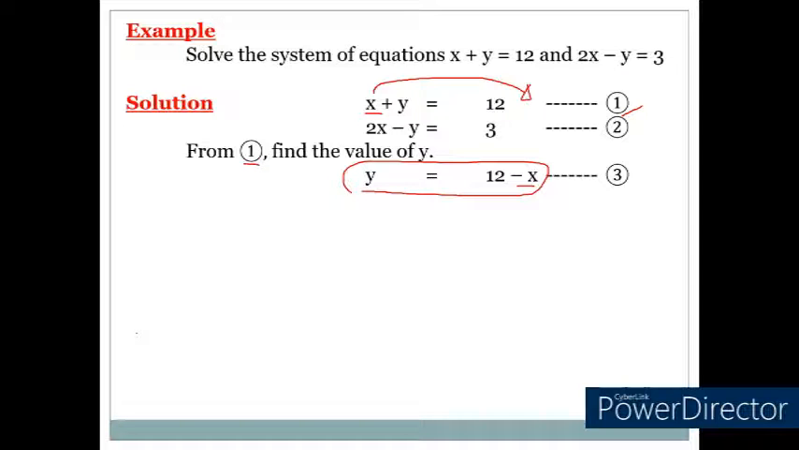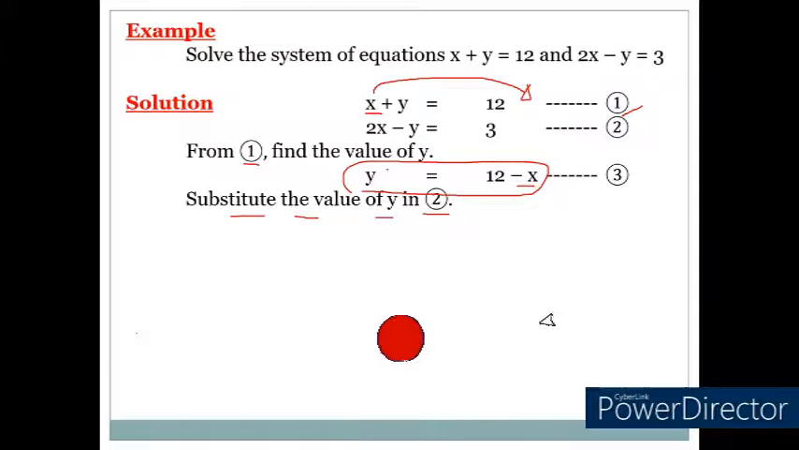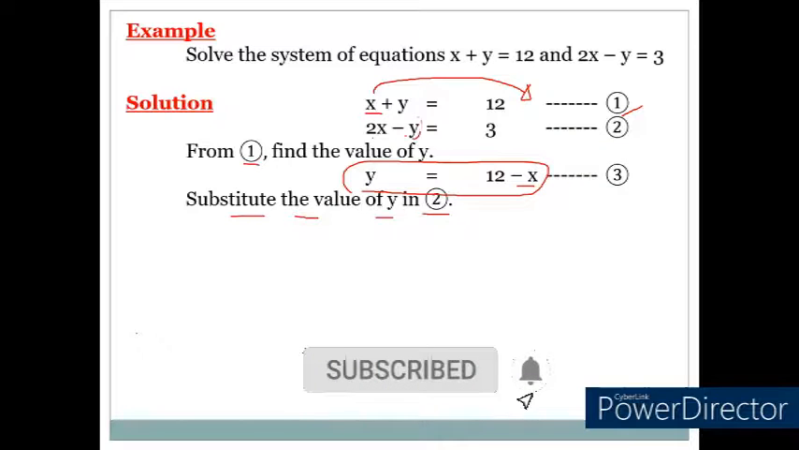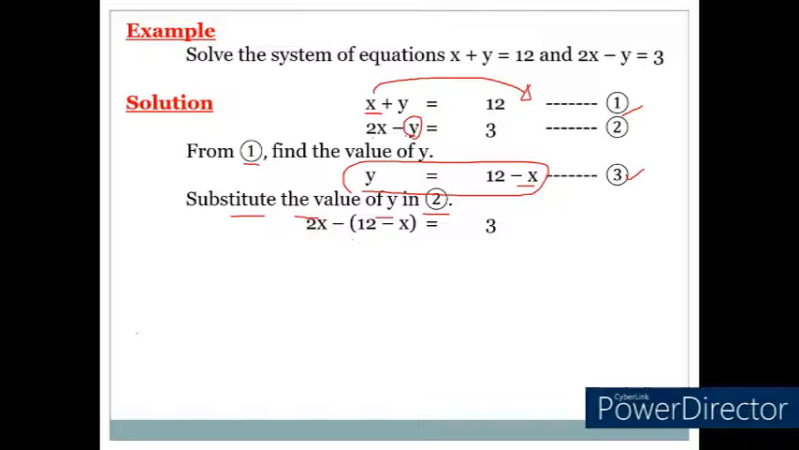And then, we are now ready to find the value of x. So how do we find the value of x? Substitute the value of y in equation number 2. So in equation number 2, 2x minus y, we need to substitute your y from equation number 3. We substitute that, and it becomes 2x minus (12 minus x) equals 3.